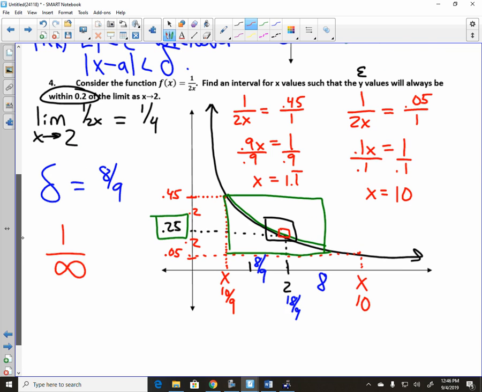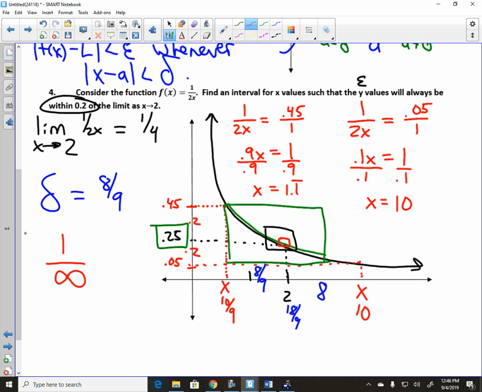Today, what you want to do is take your worksheet. You want to look at the function, look at the a value and the L value, the epsilon, and you're going to find the delta. Today, your goal is to find the delta.